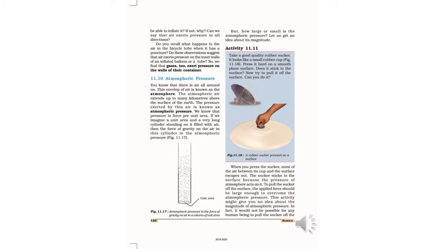If there were no air at all between the sucker and the surface, then the sucker will be firmly attached to the wall or the smooth plane surface. This shows that atmospheric pressure is very large. So this activity you can also try at home. If any old suckers are at home, you can press one on the wall or the table or the floor and try to pull it and see. So this is the main part of the chapter I had covered.